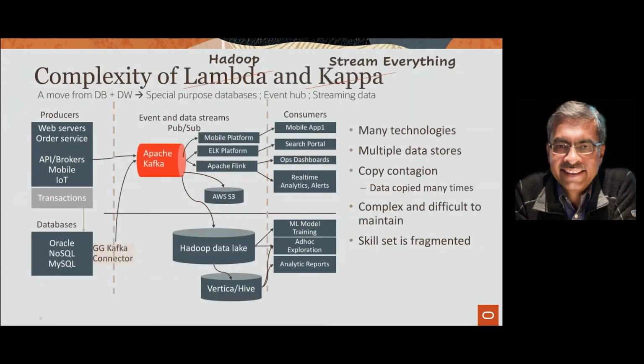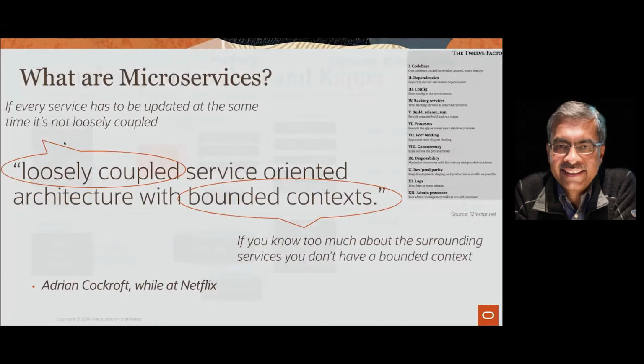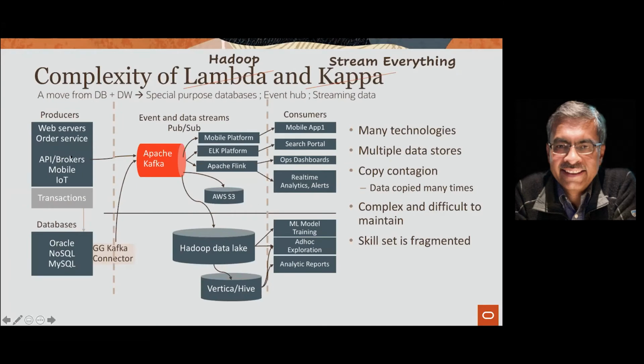So today, a lot of people start with microservices, right? And there are these whole Lambda and Kappa architectures being thrown out there. On the left side, you see producers of data: applications, web service, order service, mobile, IoT. They stream some of this data through a Kafka-like bus.